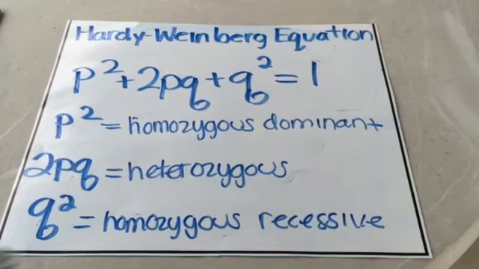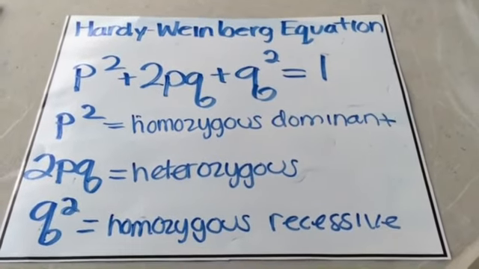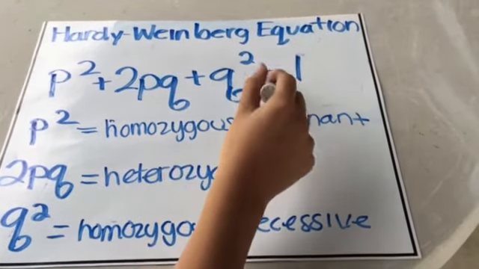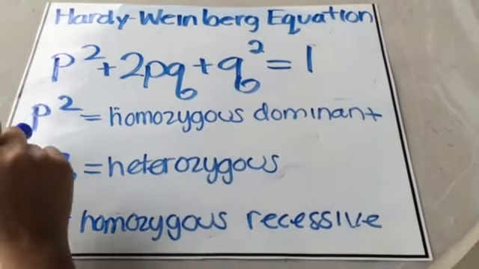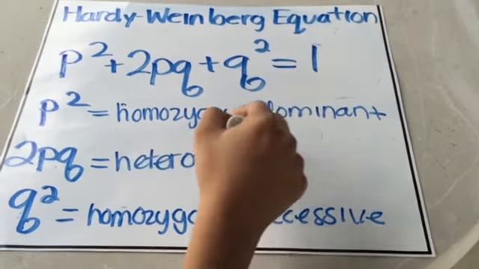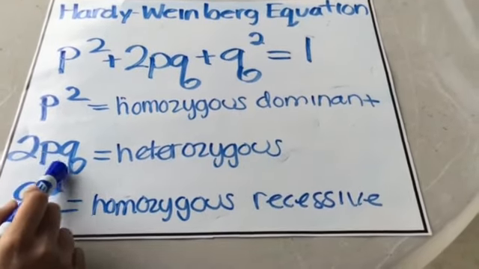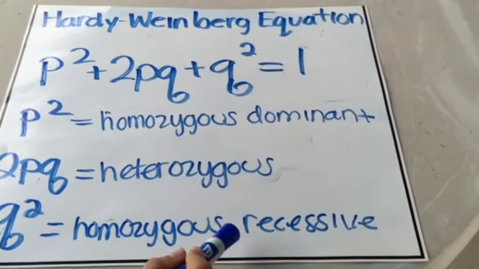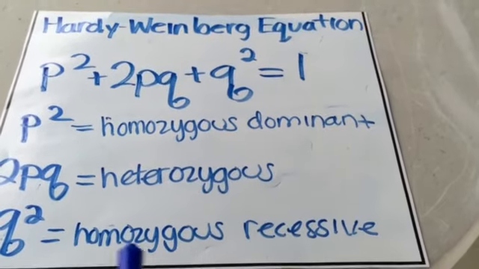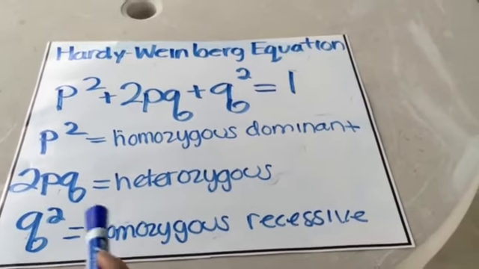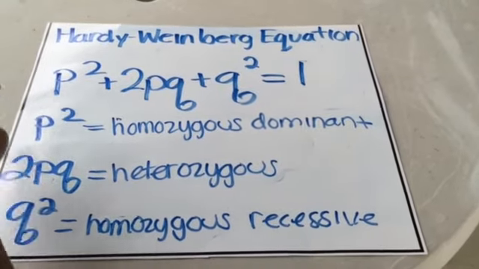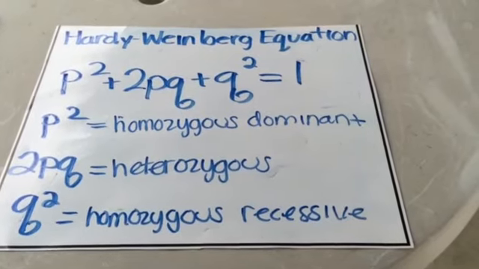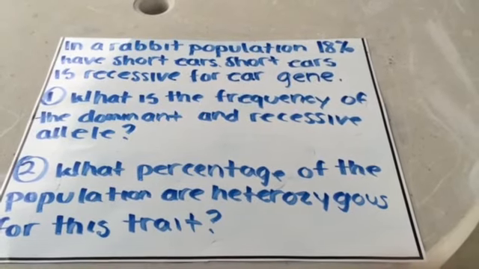Okay. So the other equation used is P squared plus 2PQ plus Q squared equals 1. And here, P squared is the homozygous dominant, the 2PQ is the heterozygous, and Q squared equals homozygous recessive. Something important to know about this is when you square this, you obtain a percentage. So now we're going to try this problem.